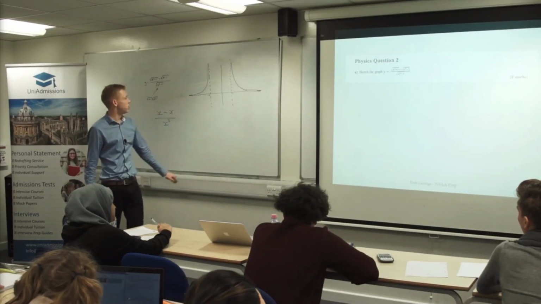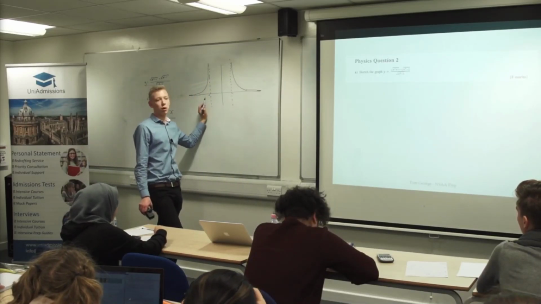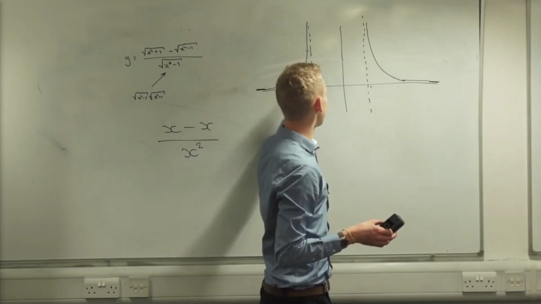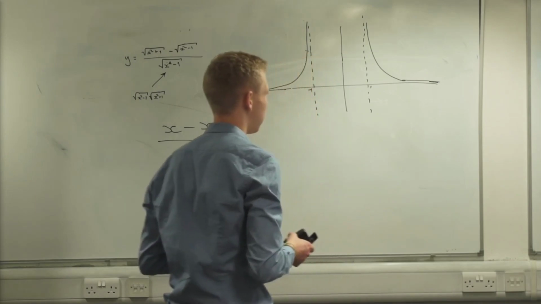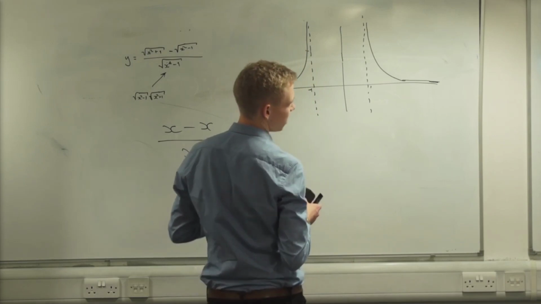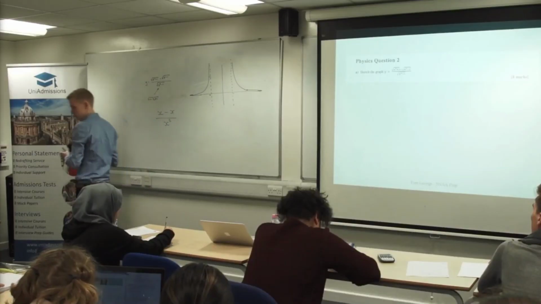The other way you can do it is you can try putting in a number like minus 1.1. That would be quite easy to plug in, work out, and you'd realise it's quite big. It's probably about here, getting bigger and bigger. There are no intercepts of either of the axes, in fact, for this graph. Okay.